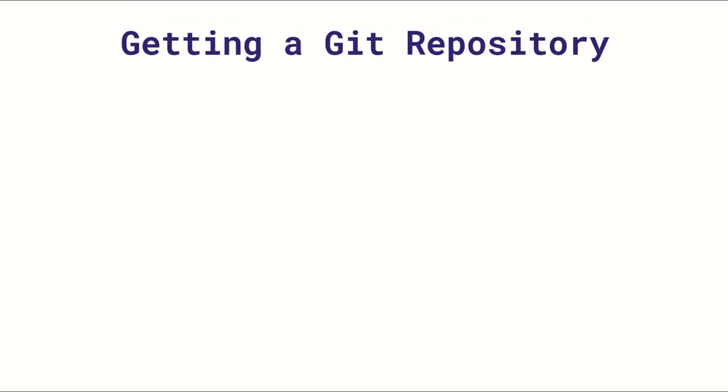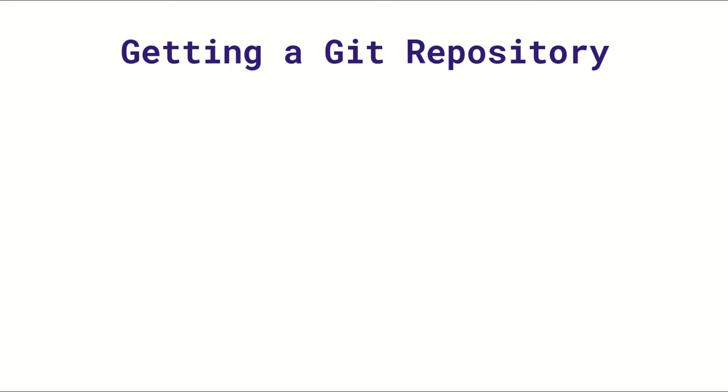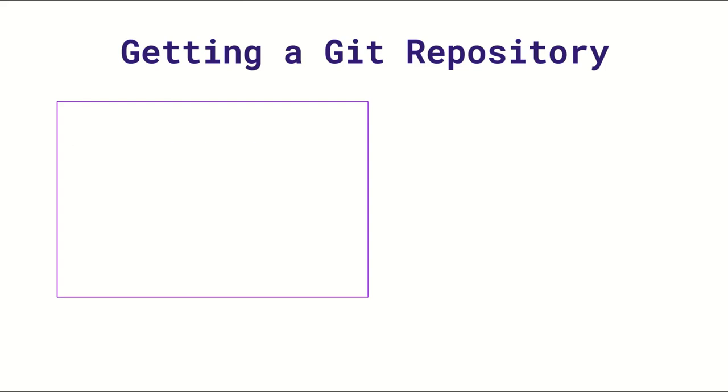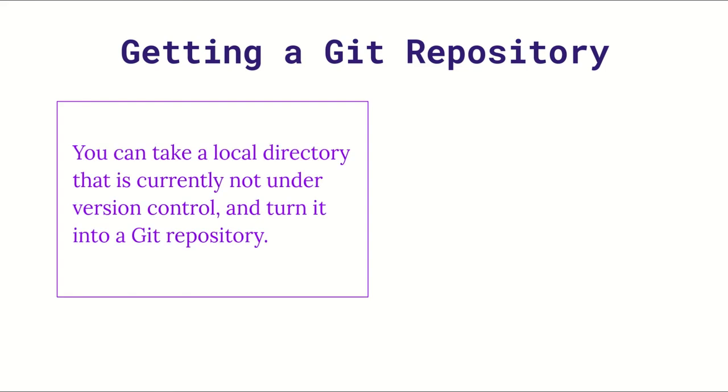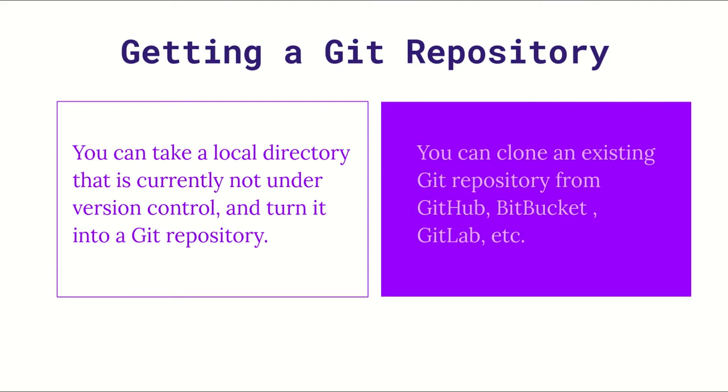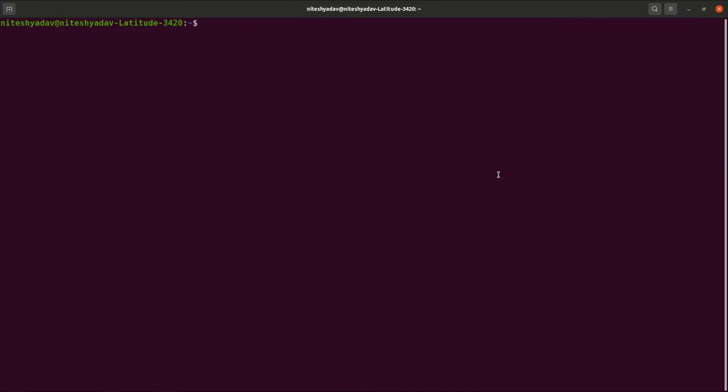You can obtain a Git repository in one of two ways. You can take a local repository that is currently not under version control and turn it into a Git repository, or you can clone an existing Git repository from GitHub, Bitbucket, GitLab, or any such platform. So now let's see how to initialize a repository in an existing directory.